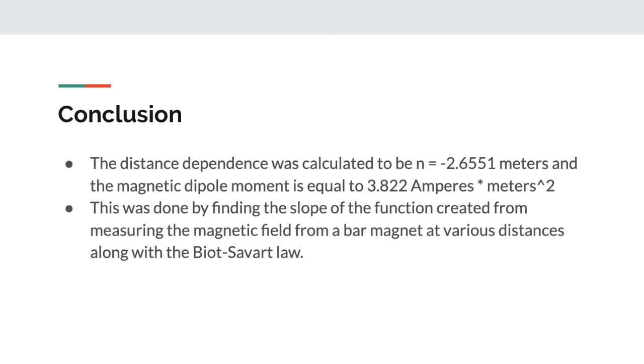In conclusion, the distance dependent was calculated to be n equals negative 2.6551 meters, and the magnetic dipole moment was equal to 3.822 amperes times meters cubed. This was done by finding the slope of the function created from measuring the magnetic field from the bar magnet at various distances along with the Biot-Savart law.